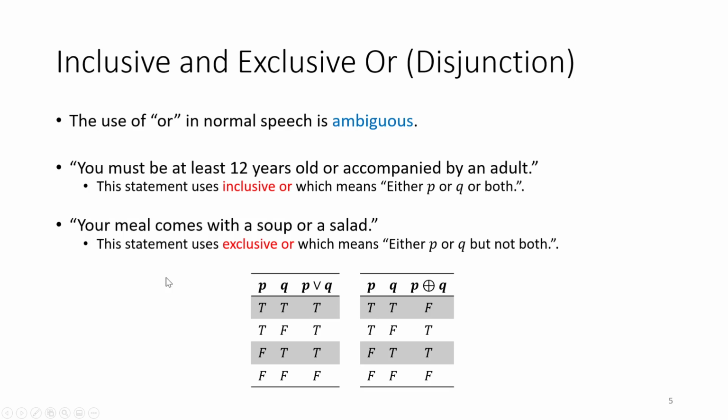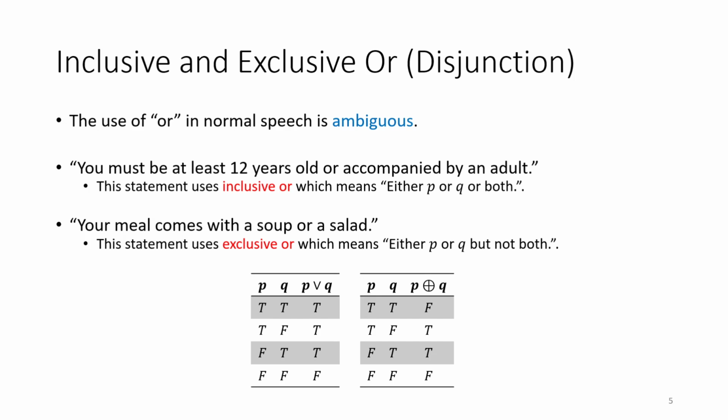Okay, and here's a common one. I was trying to think of a good common example in natural language. Say you're reading a menu and it says your meal comes with a soup or a salad. Now, usually the or in this statement means it comes with a soup or a salad, but not both. If you want both, usually it's an upcharge or something like this. Okay, so the idea here is that we call this exclusive or, right? And the idea is that we exclude the possibility of both.